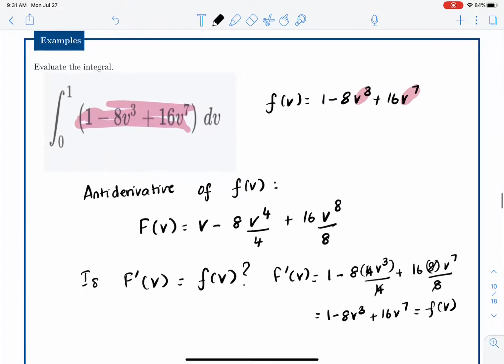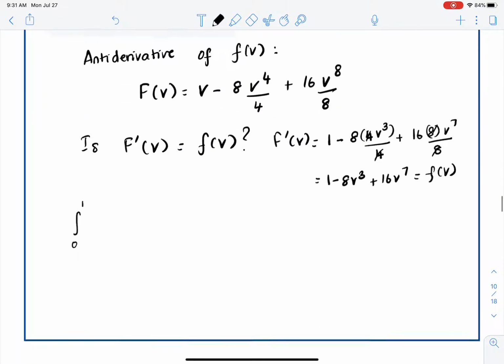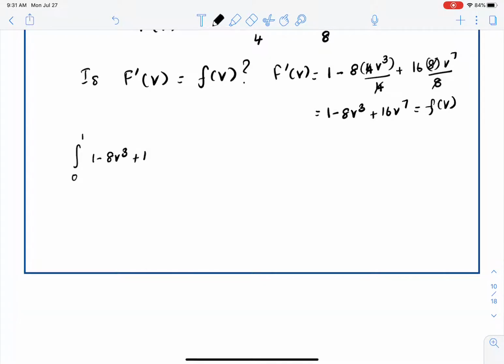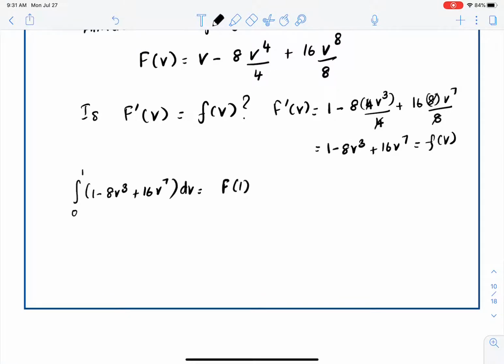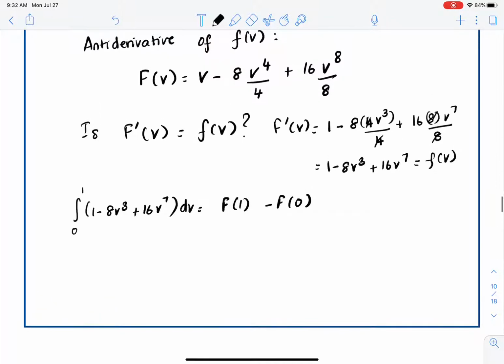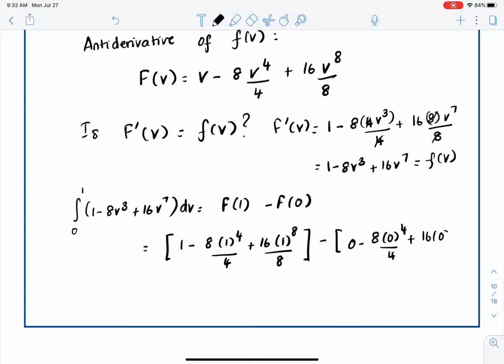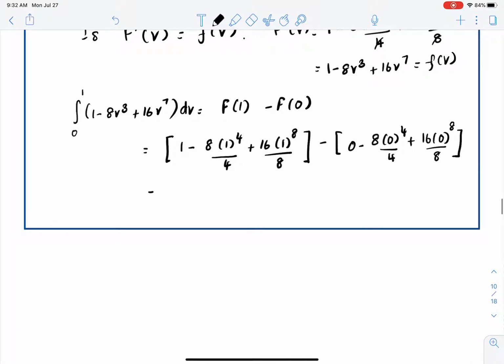Now, we want to find the value of the integral from 0 to 1 of 1 minus 8v cubed plus 16v raised to 7 dv. It is simply F of 1 minus F of 0. So when I plug in the upper limit, I have 1 minus 8 times 1 raised to 4 over 4, plus 16 times 1 raised to 8 over 8. For the lower limit, I have 0 minus 8 times 0 raised to 4 over 4, plus 16 times 0 raised to 8 over 8. So we simply have 1 minus 2 plus 2 minus 0, which would give us an answer of 1.